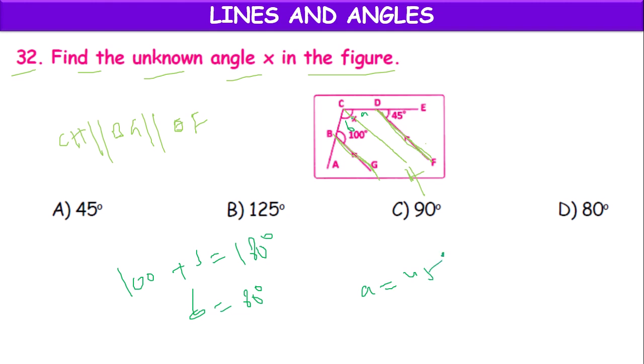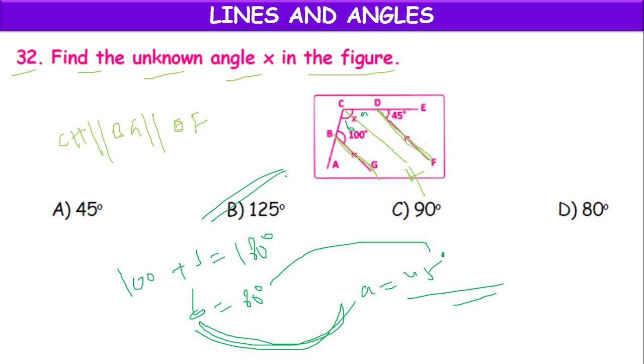Now we have to find x value, which is a sum of A and B, which is a sum of 80 and 45, which is equal to 125 degrees. So option B is correct.